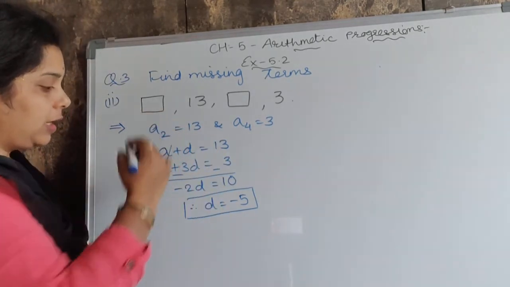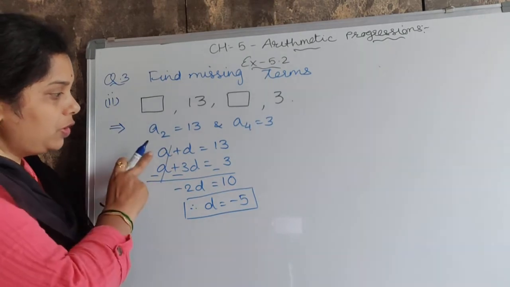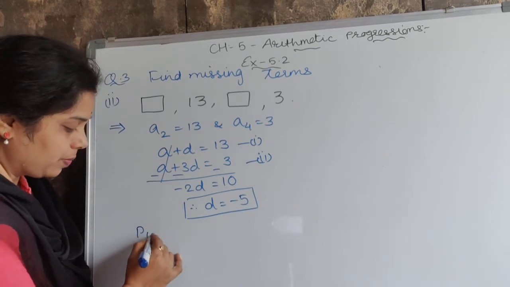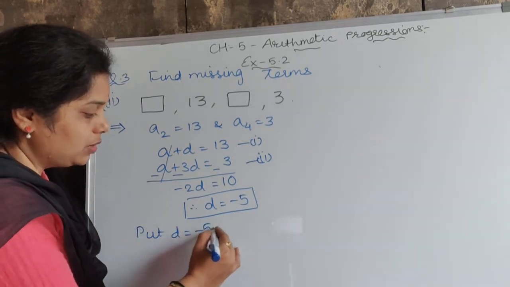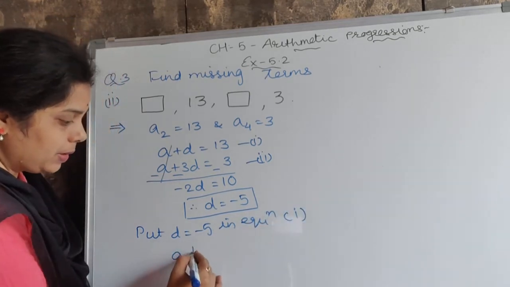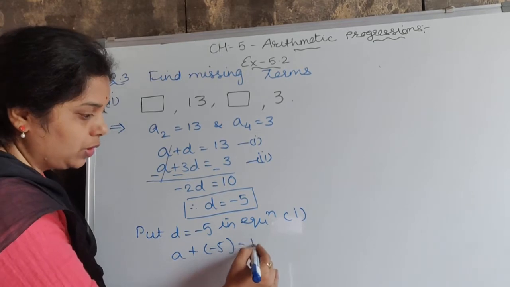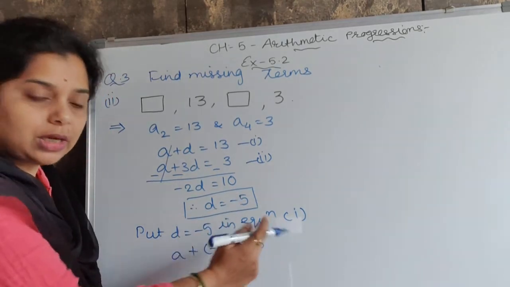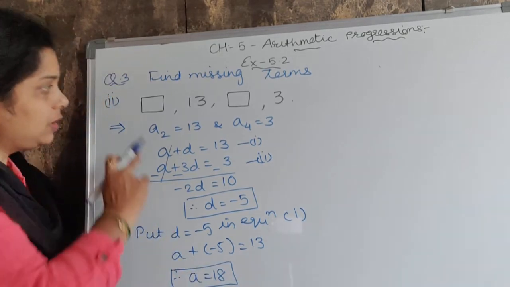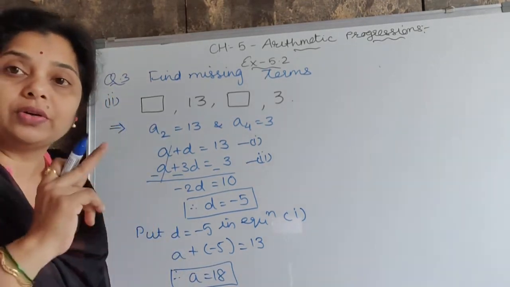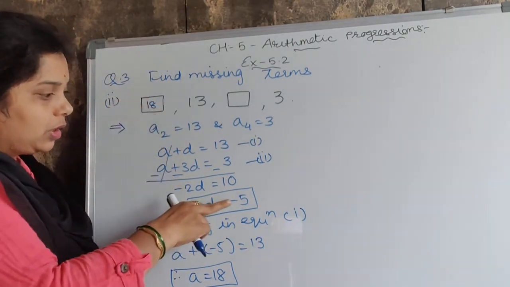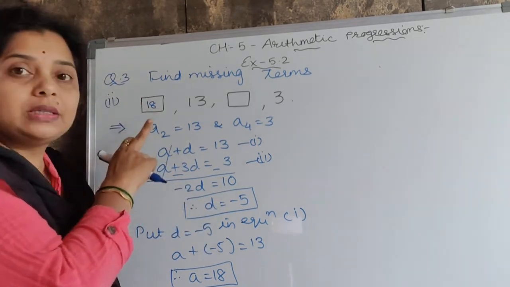Now we want A. So if we use this first equation, this is the second equation, put D is equal to minus 5 in equation 1. So A plus minus 5 is equal to 13. This 5 goes to other hand, so it is plus, and therefore A is equal to 18. If A is equal to 18, you can cross check your answer also. If I add here minus 5, I must get 13.